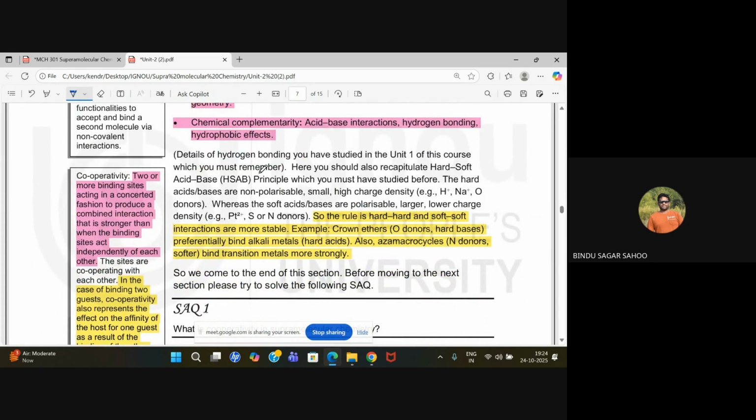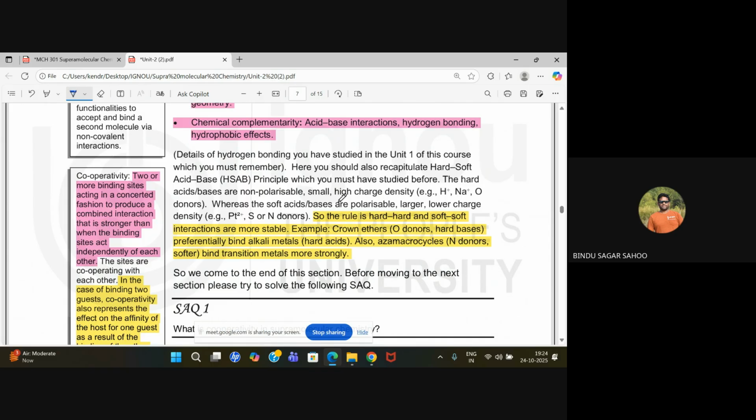HSAB interaction, the hard soft acid-base principle. Basically, the hard species are smaller in size and non-polarizable, just like H plus, Na plus, O minus, and soft acids are polarizable and bigger in size. Sulfur donor atoms, nitrogen donor atoms, platinum 2 plus. So the rule is hard with hard, and soft with soft interaction.